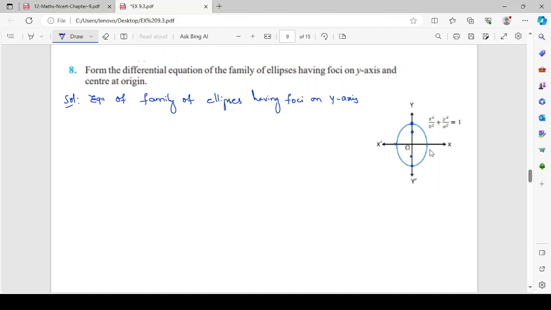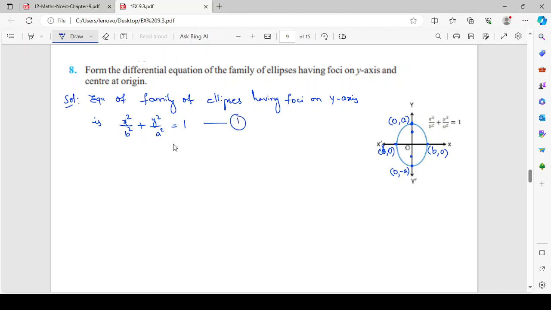So here also the vertices will be 0 comma a and 0 comma minus a. Similarly, this is b comma 0 and this is minus b comma 0. So in that case, what is the equation of the ellipse? That is x square by b square plus y square by a square equal to 1. Let us consider this as equation 1.